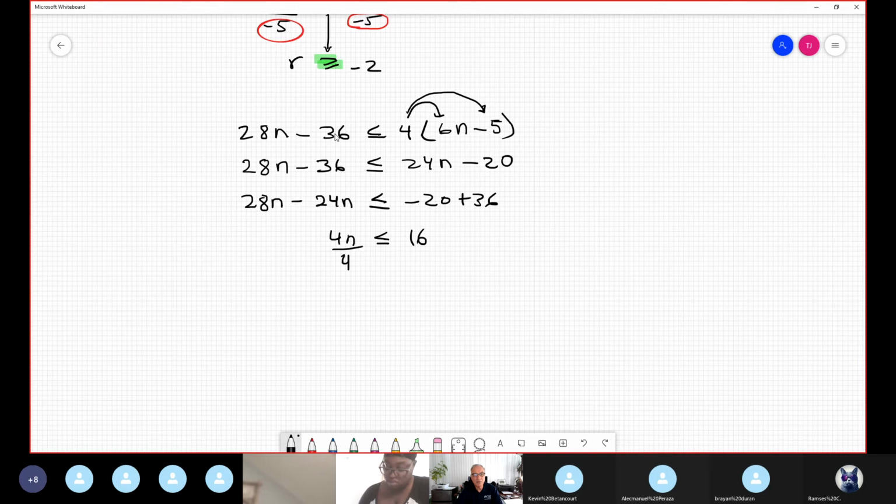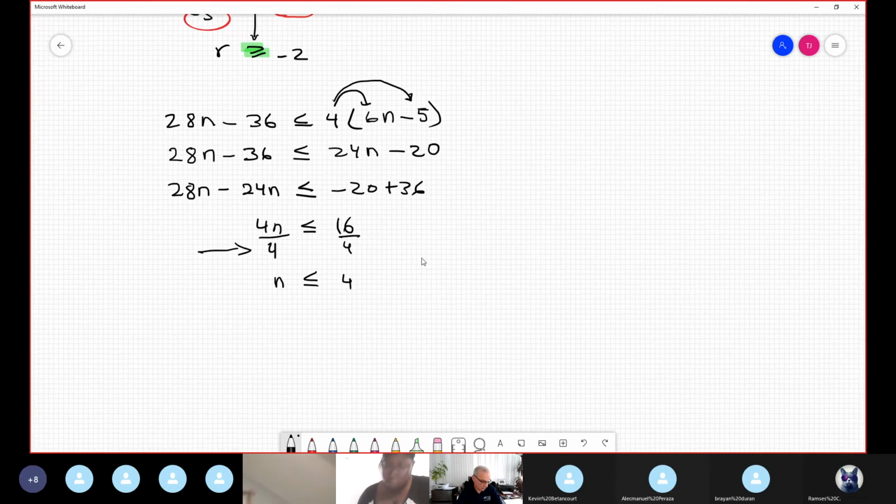Finally, divide by 4 on both sides. And the sign stays the same because you are dividing by a positive. Okay, good.